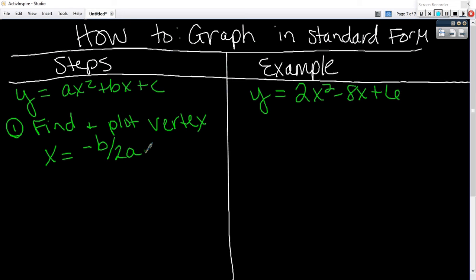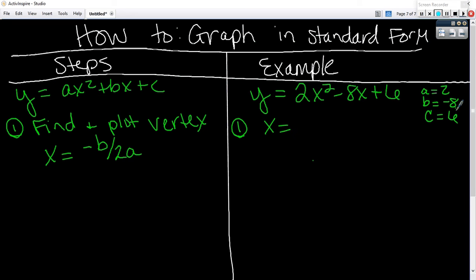So looking at my example on the right, tell me what is a? 2. What is b? Negative 8. And what is c? Without even graphing, looking at this equation, is it going to open up or down? Up. Skinny or wide? Y-intercept? So I know a lot about what this graph should look like without doing anything yet. All right, so let's find the x part of the vertex.